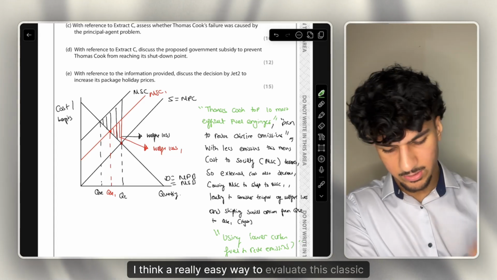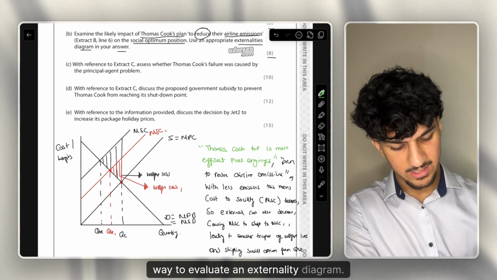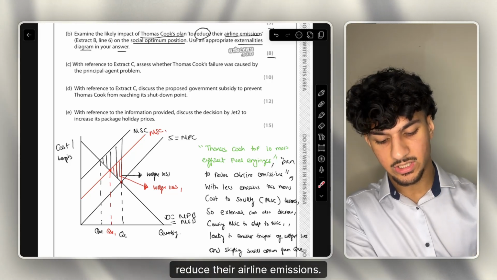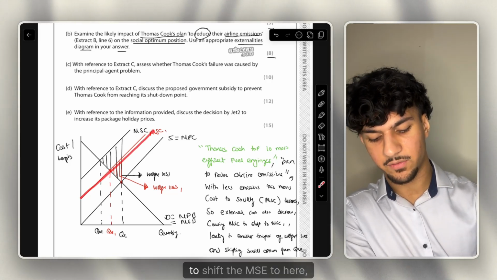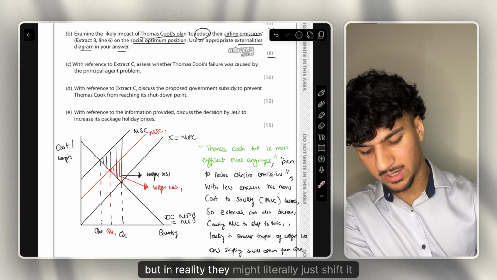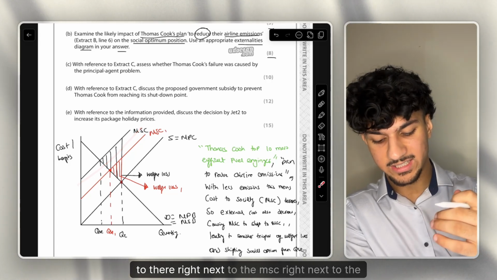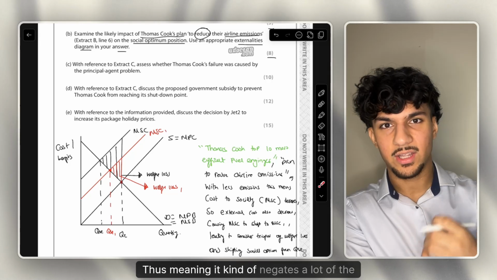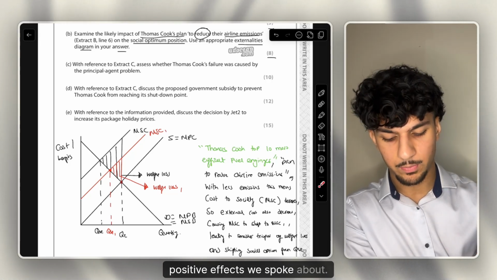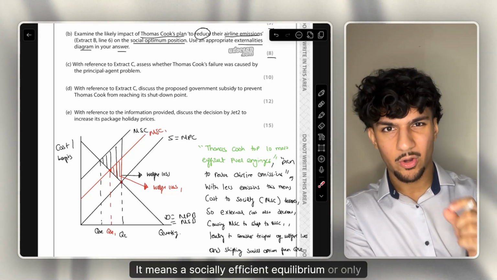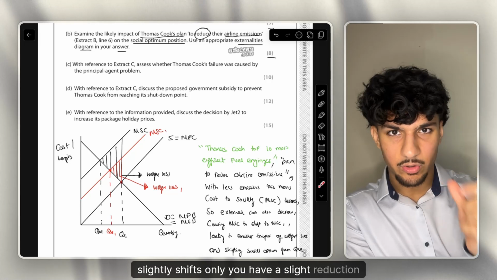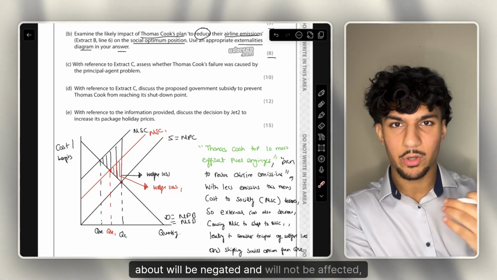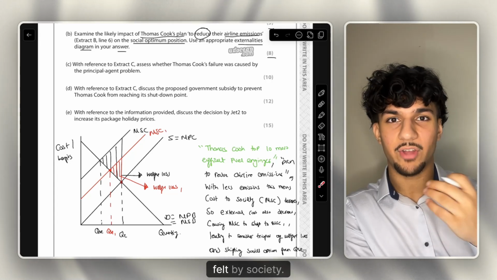I think a really easy way to evaluate this is the classic way to evaluate an externality diagram. It depends on the degree to which Thomas Cook reduced their airline emissions, since we've just assumed they're pretty much going to shift the MSC to here. But in reality, they might literally just shift it to there, right next to the original MSC curve, thus meaning it kind of negates a lot of the positive effects we spoke about. It means the socially efficient equilibrium only slightly shifts, we only have a slight reduction in welfare loss, thus a lot of these positive effects we spoke about will be negated and will not be felt by society.